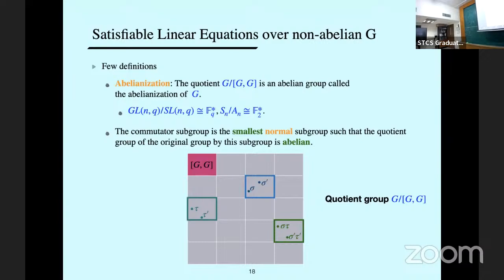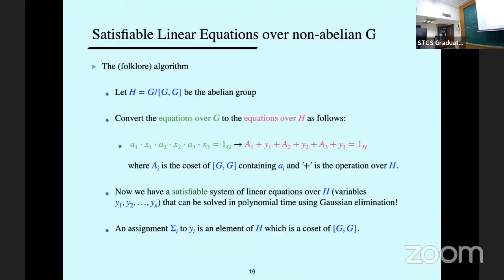And this is the smallest. So one important property of this commutator subgroup is that it's the smallest such subgroup where once you quotient G with that subgroup, you get an abelian group. Okay, so the smallest is important in getting the optimal approximation algorithm. Okay, so here is an approximation algorithm for if the instance is satisfiable and every constraint is like this.